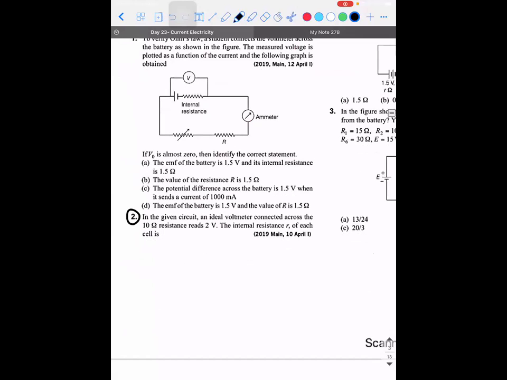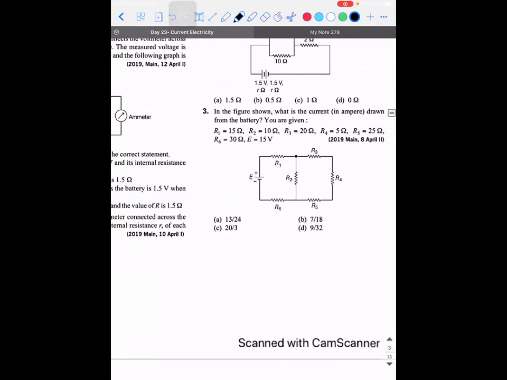Now, in the given circuit, there is an ideal voltmeter. Let's do the second one first. In the given circuit, an ideal voltmeter connected across the 10 ohm resistor reads 2 volt. The internal resistance R of each cell is how much?